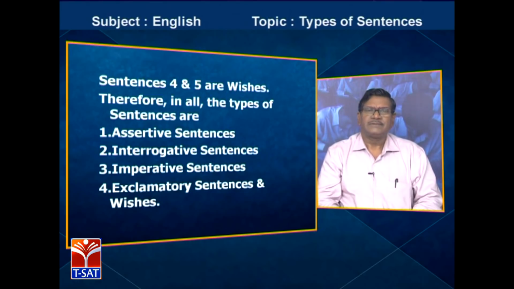Now, let us sum up. How many kinds of sentences are there in all? There are 4 types of sentences in all. 1. Assertive sentences. 2. Interrogative sentences. 3. Imperative sentences. And 4. Exclamatory sentences and wishes. The exciting thing is, in each and every variety of sentences, again there are 2 different types.